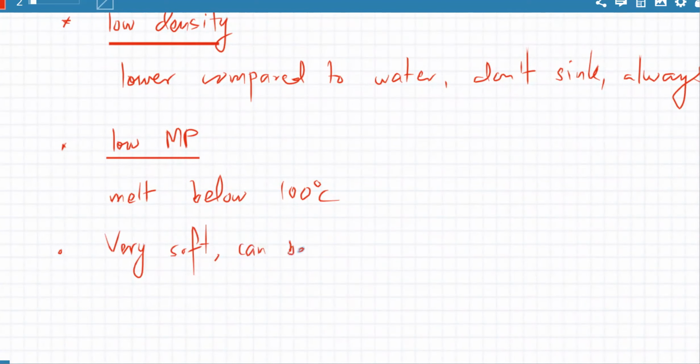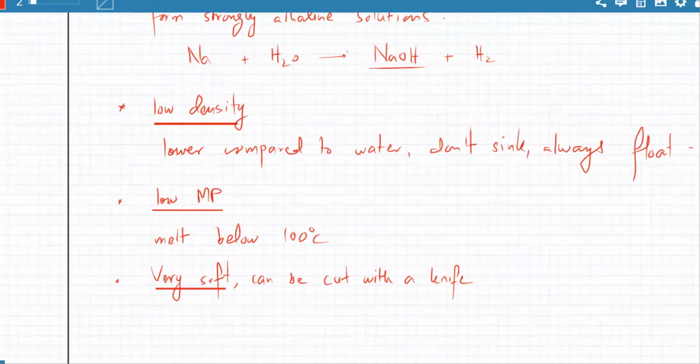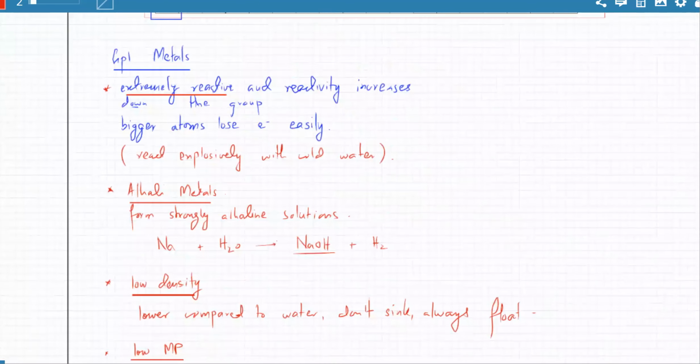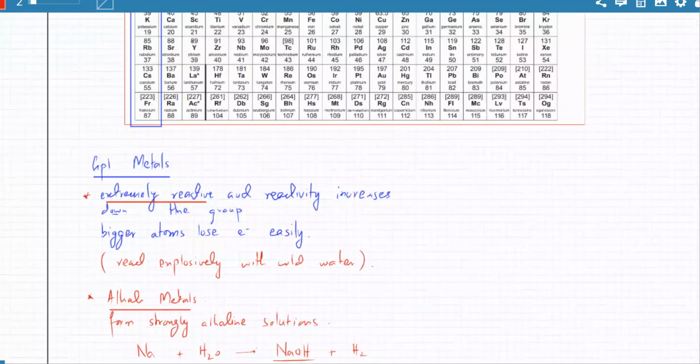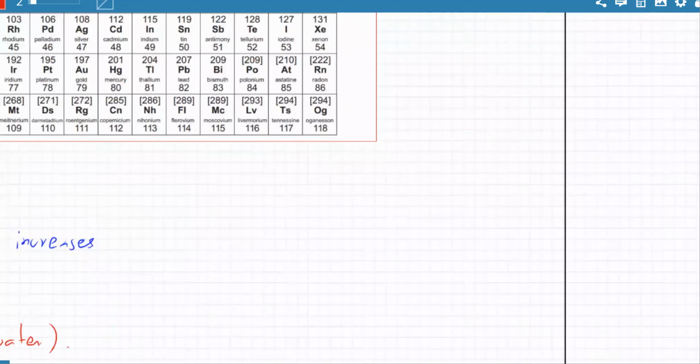Which means they can be cut with a knife. So they're extremely soft as well. So here are some of the properties. You have to remember that these properties belong to group one metals. And we're going to talk about group two metals just very briefly. Clear group one metals?